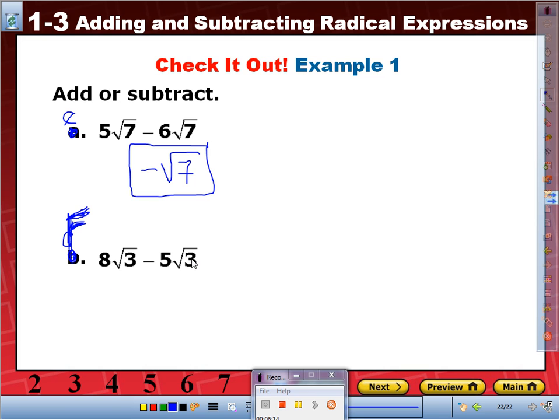Letter F. Can we simplify the radicals? No. And then combine like terms, 8 minus 5, that's 3 square root 3. Hands, if you got both of them? Okay, good. All right, let's move on.